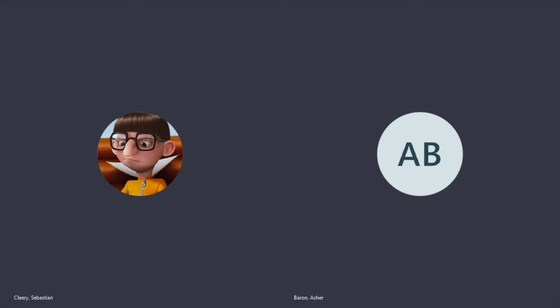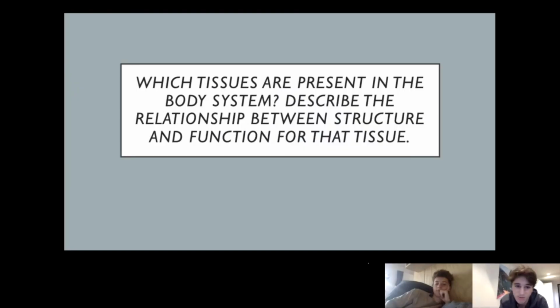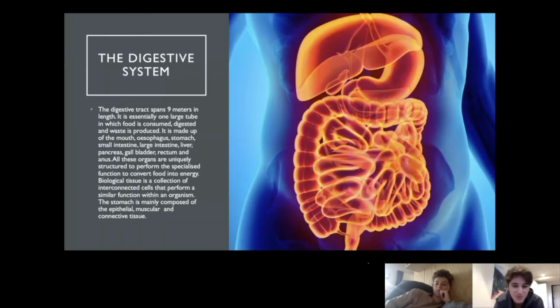Which tissues are present in the body system? Describe the relationship between structure and function for that tissue. The digestive system. The digestive tract spans 9 meters in length. It is essentially one large tube in which food is consumed, digested, and waste is produced. It is made up of the mouth, esophagus, stomach, small intestine, large intestine, liver, pancreas, gallbladder, rectum, and anus. All these organs are uniquely structured to perform the specialized function to convert food into energy.